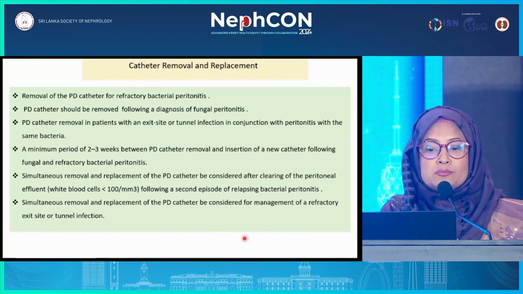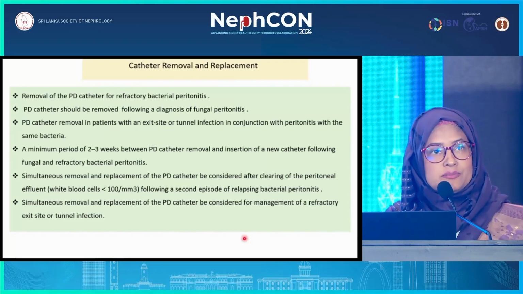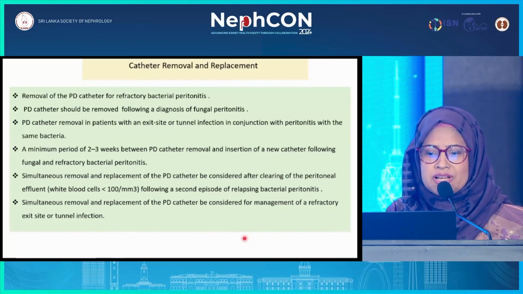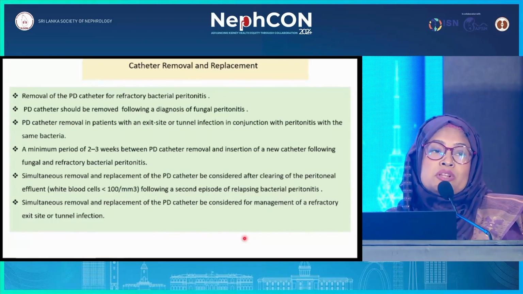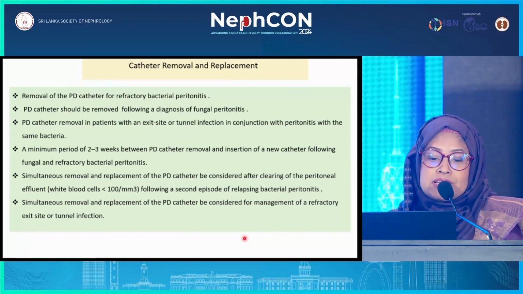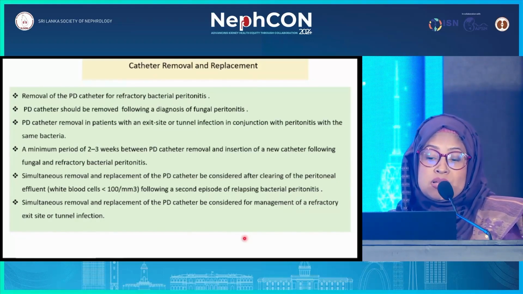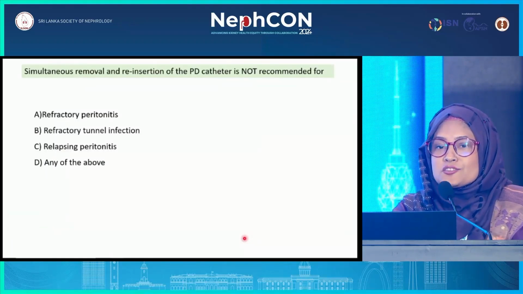And when should we remove the catheter? The catheter can be removed if there is refractory bacterial peritonitis, if there is fungal peritonitis, or if there is an exit site or tunnel infection associated with the same bacteria causing peritonitis. And simultaneous removal and replacement of the PD catheter should be considered in case of relapsing bacterial peritonitis. And also simultaneous removal and replacement should be done in case of refractory exit site and tunnel infection. So there is another question for you.